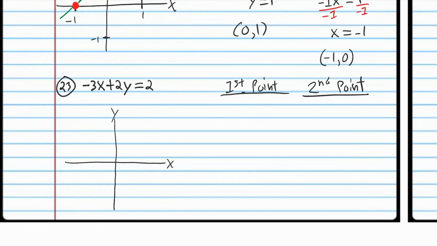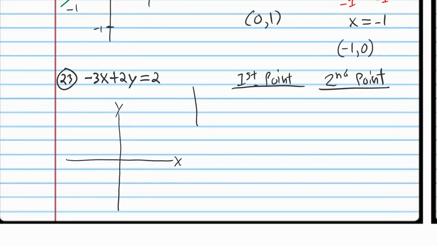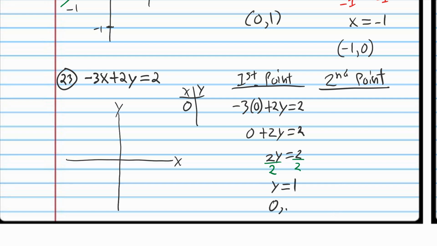So now there's really no way to avoid fractions on this problem. Well, actually, we might be able to avoid them, but it would take a lot of trial and error. So in this case, we're just going to say that x is equal to 0 and y is equal to 0. So let's let x equal 0. Negative 3 times 0 is 0. And we're left with 2y is equal to 2. So we're going to divide both sides by 2. And we get y is equal to 1. So if x is 0, y is 1. That's the first point.